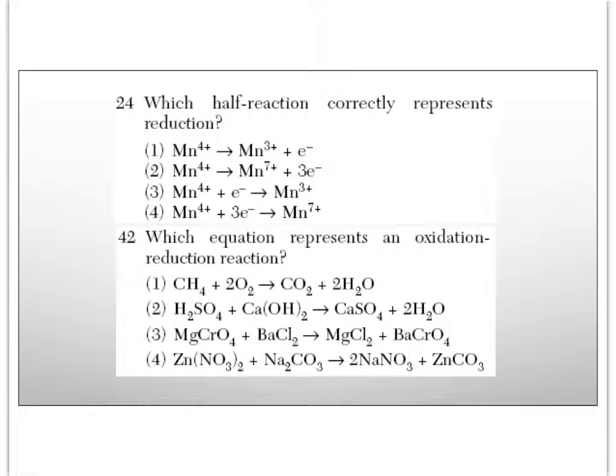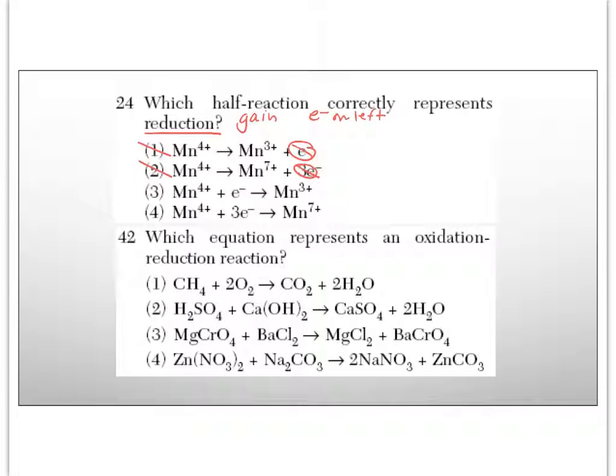This top one, which half reaction correctly represents reduction? So the first thing we want to think about is what's going on with reduction. With reduction, you have a gain. When you're gaining electrons, they have to be on the left-hand side. So that means that 1 and 2 have to be out because the electrons are in the wrong place.